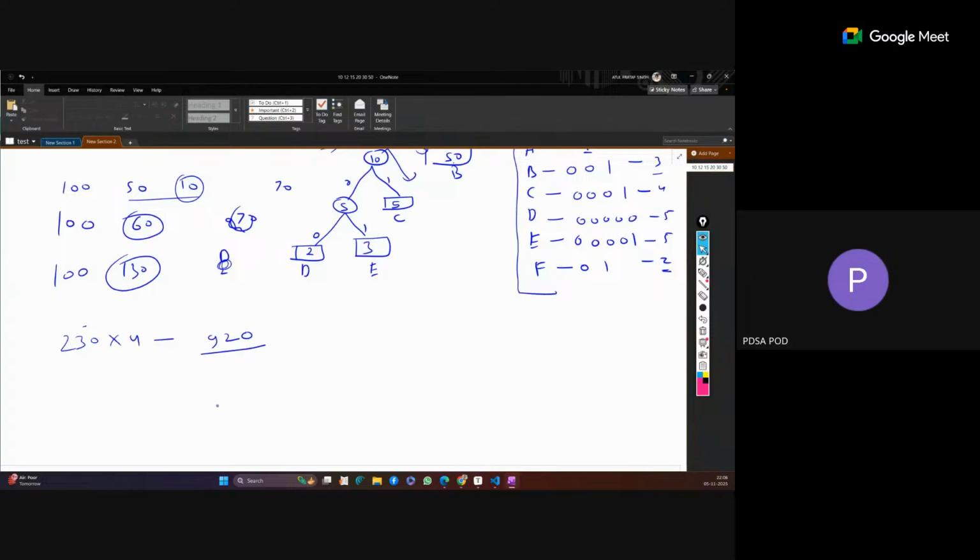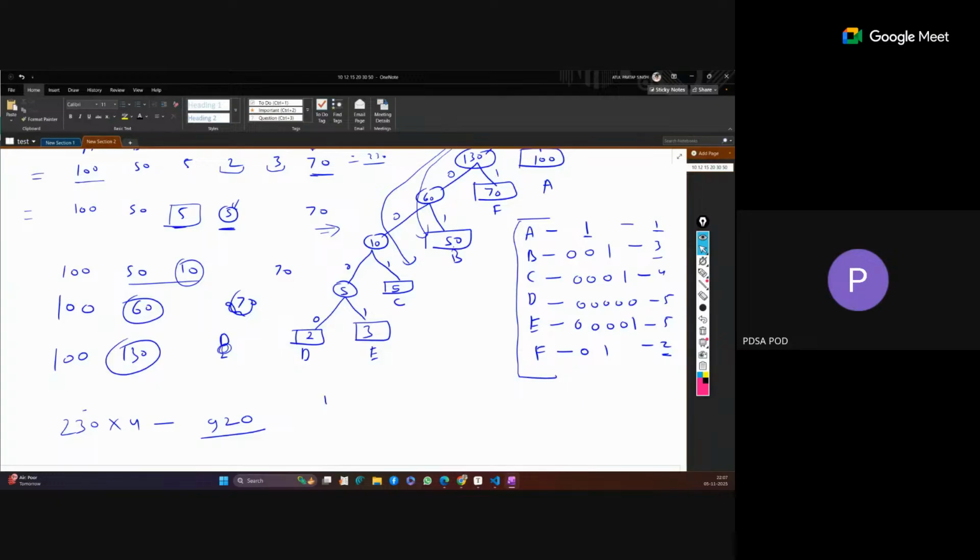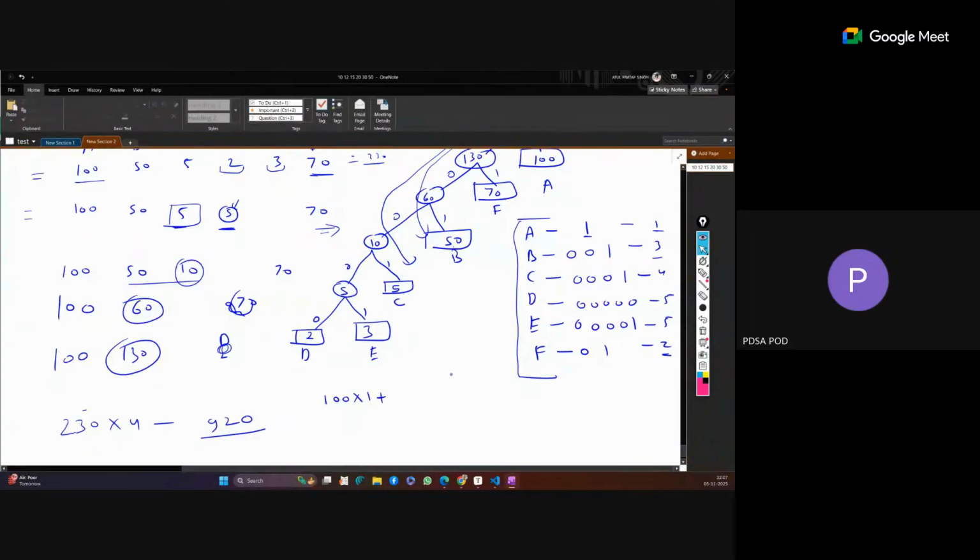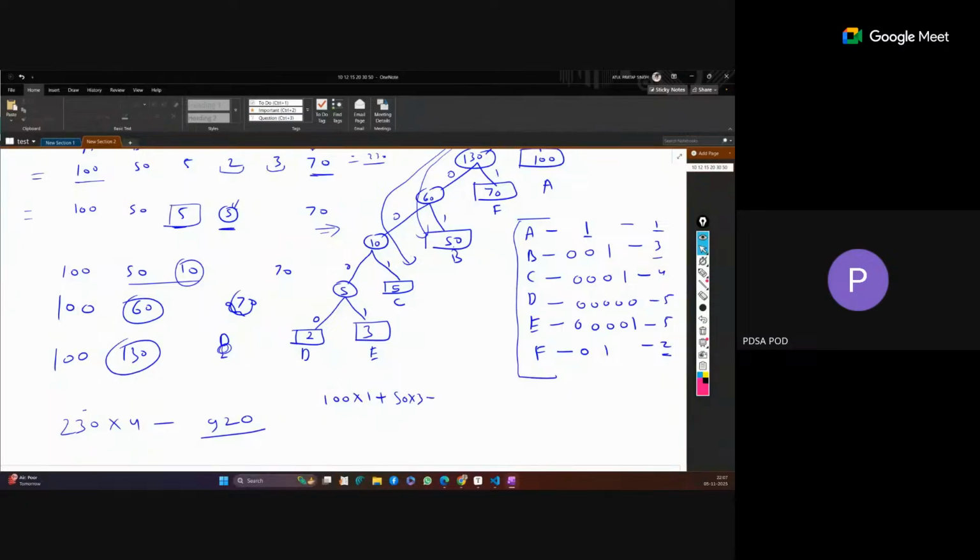Okay, so 920 bits. But if you follow this, you will get a smaller number of bits. So A is 100, so 100 into 1, plus B is 50, so 50 into 3, plus C is 5, so 5 into 4, plus D is 2, so 2 into 5, plus 3 into 5 for E, plus F is 70, so 70 into 2. So this is the number of bits we are getting.